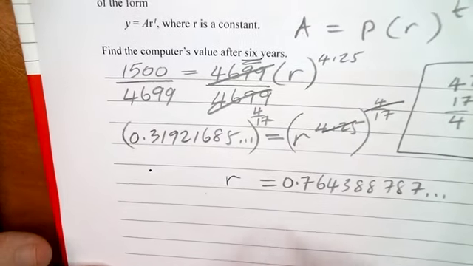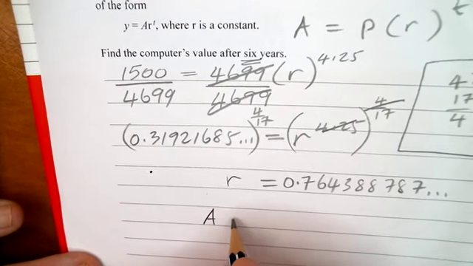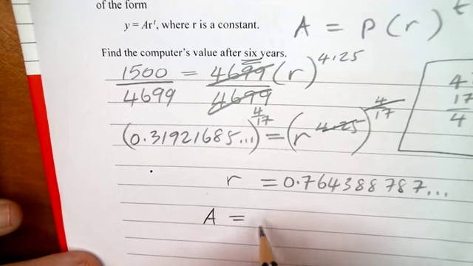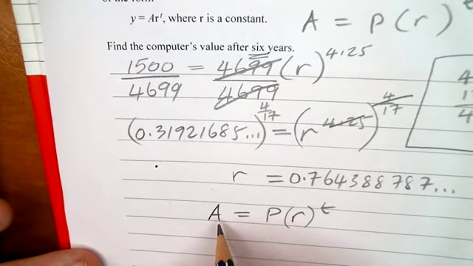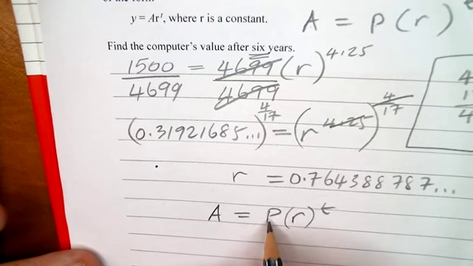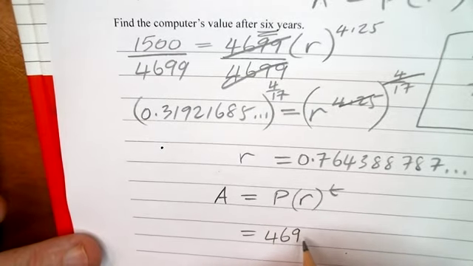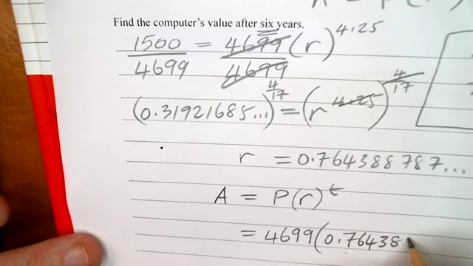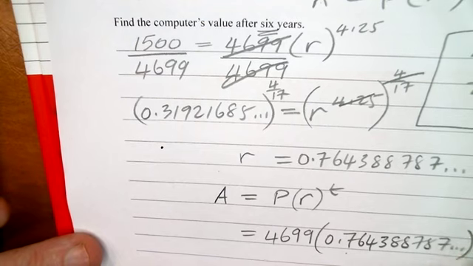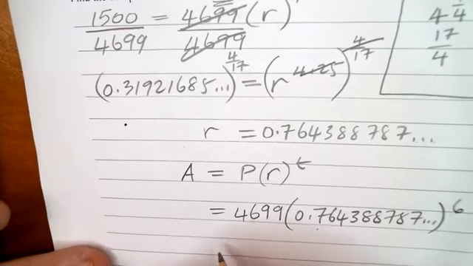How do you calculate that? So let's go back to where we were before. So we've got A, they're using Y, but I'm using P, I'm using R, and I'm using T here. So A, the value after 6 years, we're starting off with that value of 4699, so it's equal to 4699. We've got our rate now, which is 0.764388787... to the power of, and this time we know the number of years, and the number of years is 6.